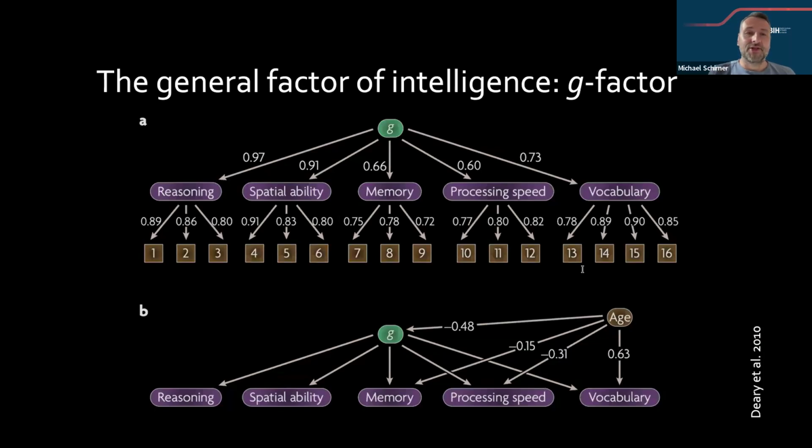And this then forms the general factor of intelligence, the chief factor. So as you can see here, G strongly correlates with all these different submetrics like reasoning, spatial ability, memory, processing speed, and vocabulary. And we can also see in the lower panel that age strongly correlates, or in this case, mostly an anticorrelation, with these faculties. So intelligence decreases as we age, except for vocabulary, which has a positive correlation, as we can see here.